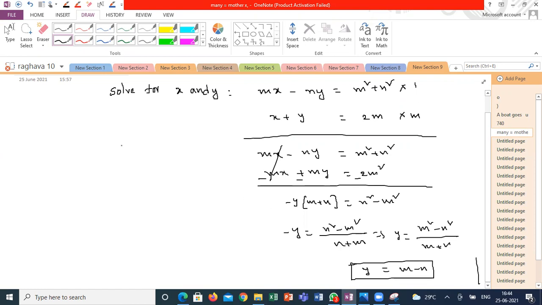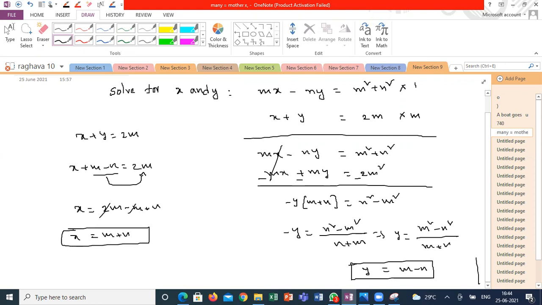So if I got y is equal to m minus n, x plus y is equal to 2m, so x plus m minus n is equal to 2m. If I am taking this to this side, x is equal to 2m minus m plus n. So the answer is m plus n. So my x is m plus n. So this is my x comma y values. They gave this question as an essay question.